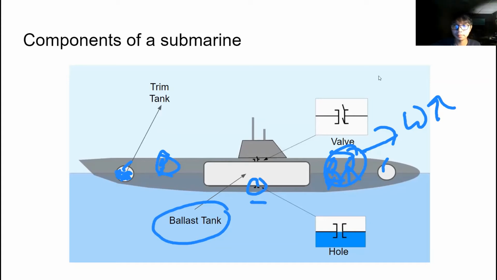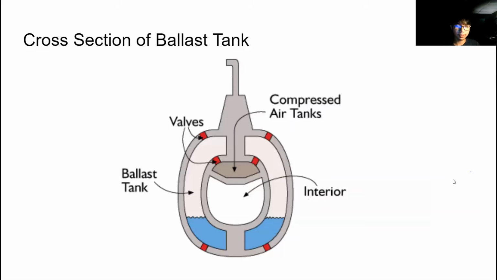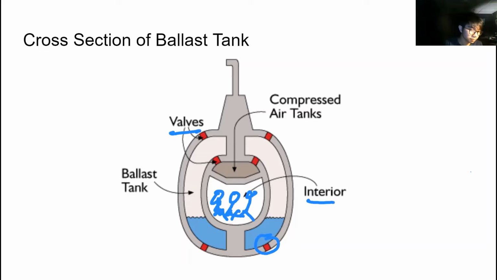Next, this is the cross section of the ballast tank. As I've said earlier, there will be valves and also holes at the bottom. And this interior is where the crew of the submarine live and work. There will also be a compressed air tank, which is also crucial in a submarine, and I will explain the function later.